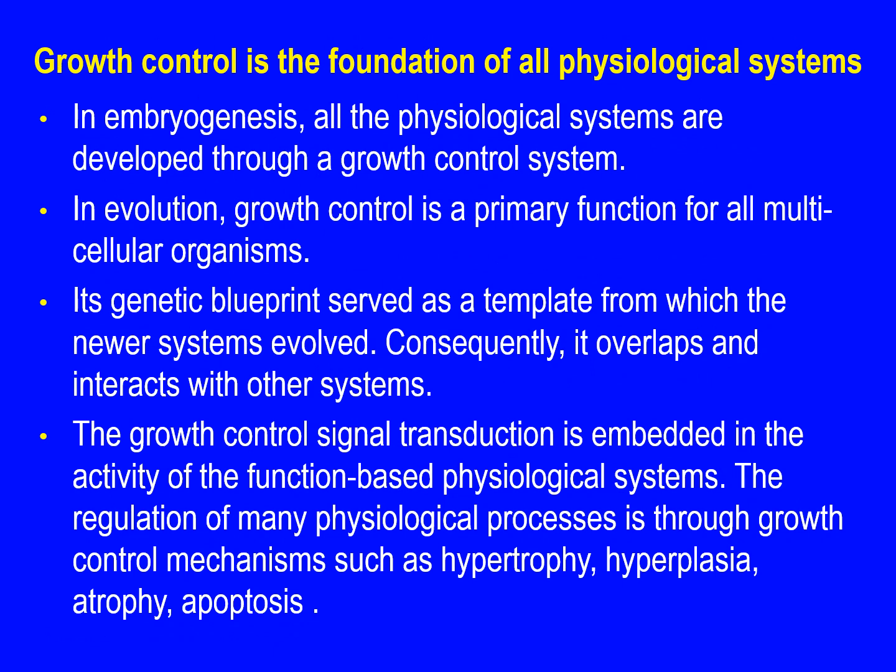So growth control is the foundation of all physiological systems. In biogenesis, all the physiological systems are developed through a growth control system, that is, a network of organizers. In evolution, growth control is a primary function of all multicellular organisms. Its genetic blueprint served as a template from which the neural system evolved, and consequently it overlaps and interacts with the other systems.